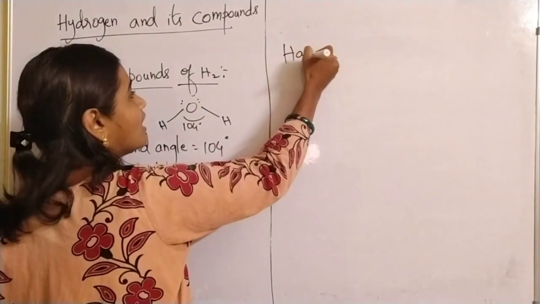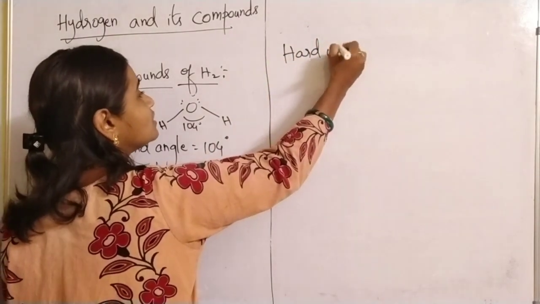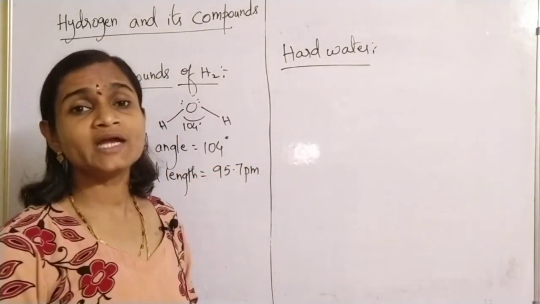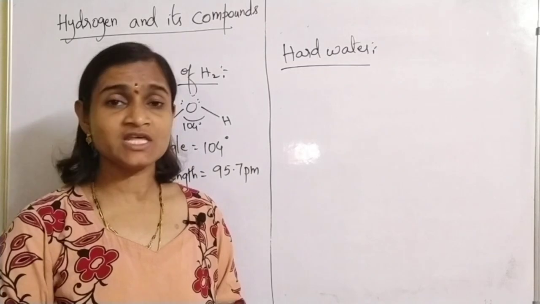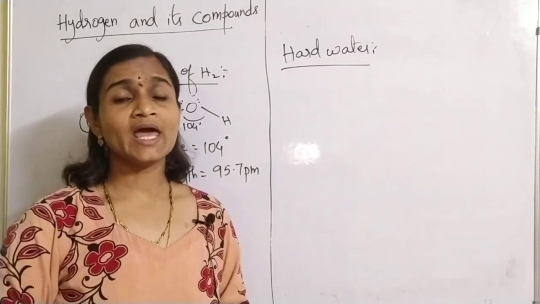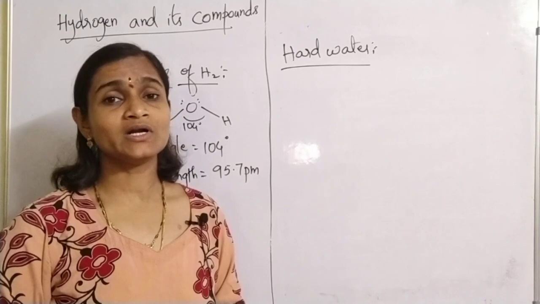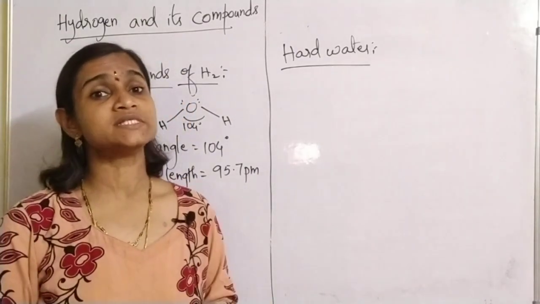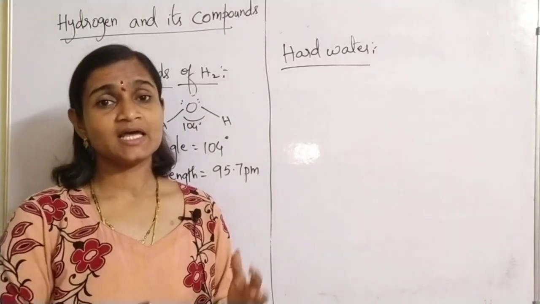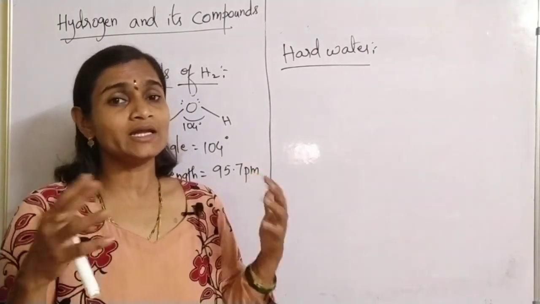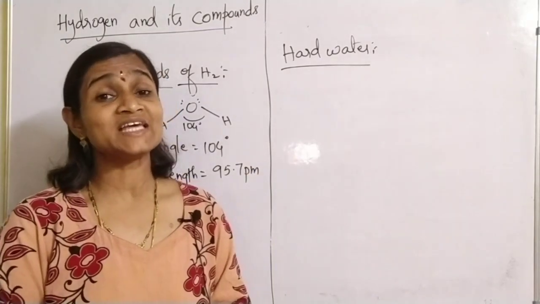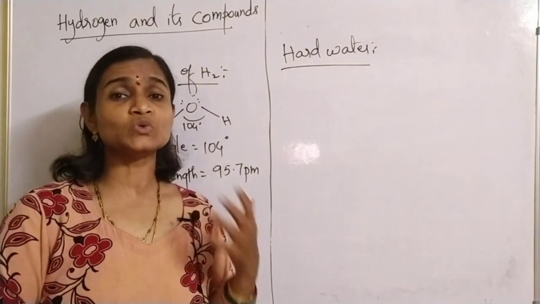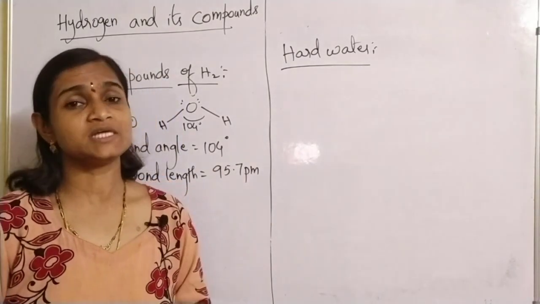Okay, hardness of water is due to the presence of what? Certain carbonates and bicarbonates of calcium and magnesium which are there inside it. Some hard water consists of chlorides and sulfates of calcium and magnesium. If these salts are present, either in trace quantities or in large quantities, the water is said to be what? Hard water.